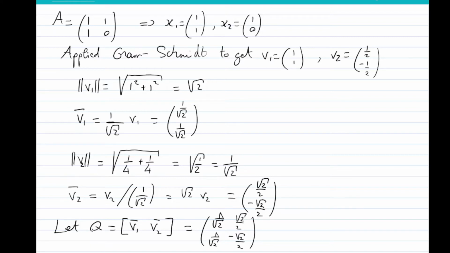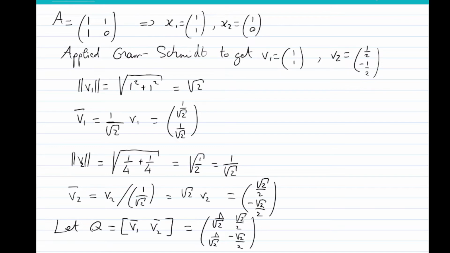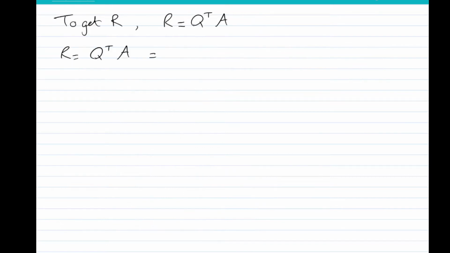Okay, so we now want the R matrix. To get R, recall that we get R by taking Q transpose times A. So R equals Q transpose times A. Q transpose is the matrix that I just wrote transposed, so exchange rows for columns. So I get 1 over square root 2, 1 over square root 2, square root 2 over 2, and minus square root 2 over 2.